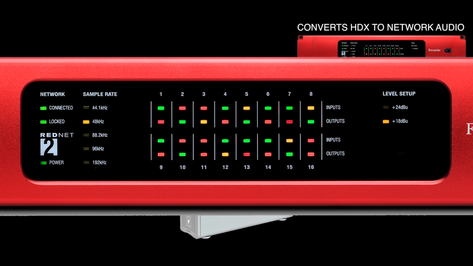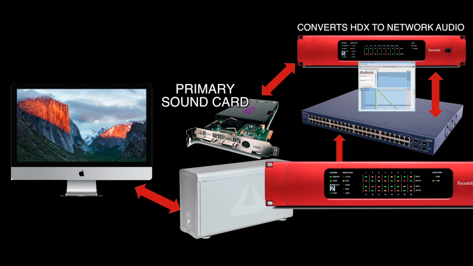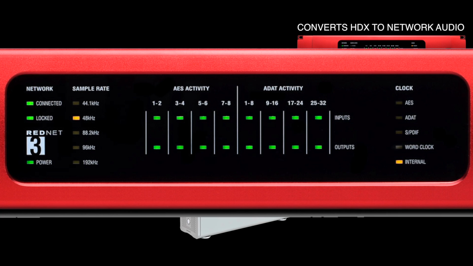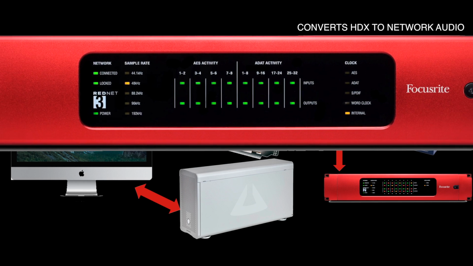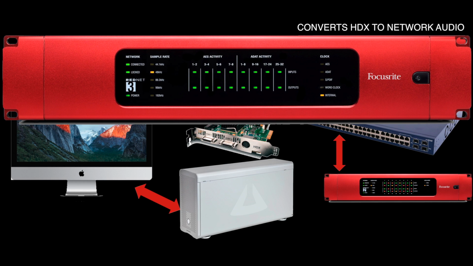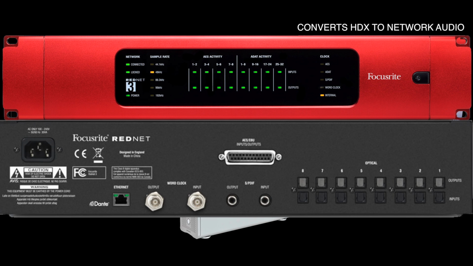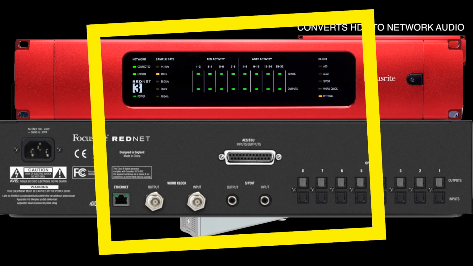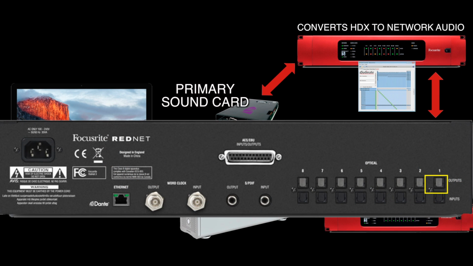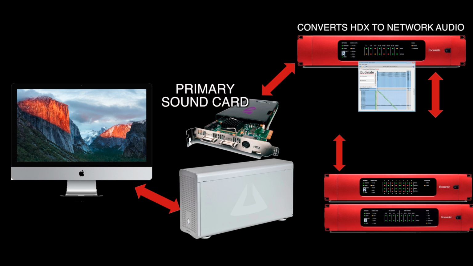The RedNet 2 has 16 channels of analog inputs and outputs. These analog inputs and outputs are generally normaled to the desk. The RedNet 3 in this studio is a complete overkill for what we need. It has 32 channels of digital inputs and outputs, and we are only using output 1 of the ADAT connection, which will connect to the ES3.